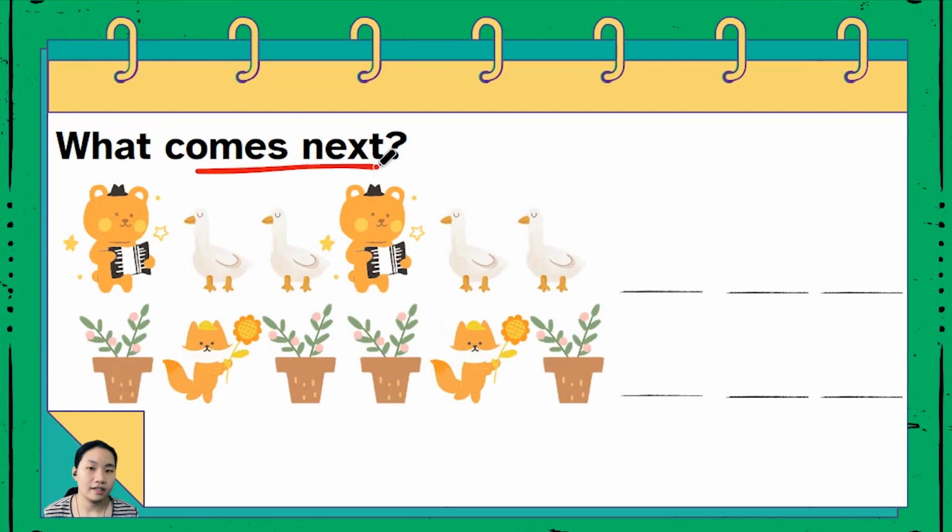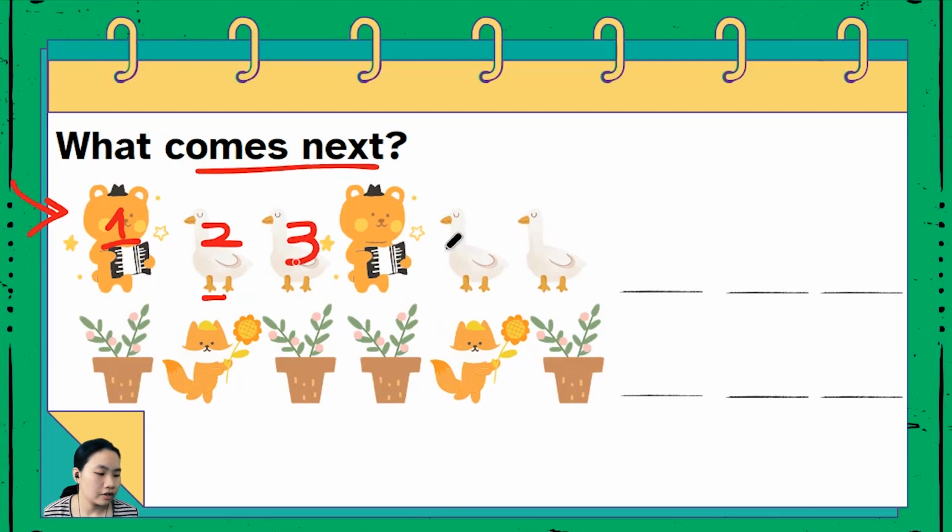What comes next? So the goal of the exercise is to figure out what the pattern is and how the pattern will be repeated, okay? Let's focus on the first pattern that we have here. We have a bear. We'll assign him the number 1. And then we have a duck, okay? We'll assign the duck the number 2. Now there's a duck once again.